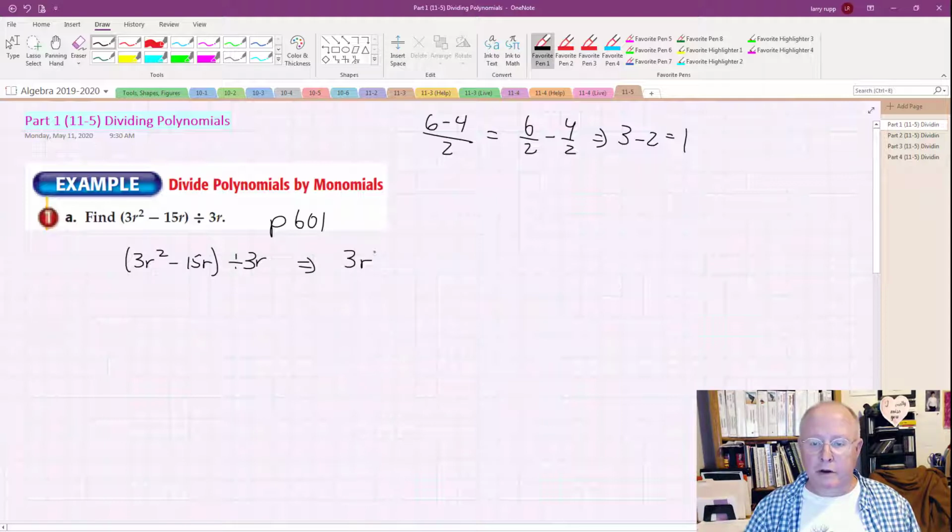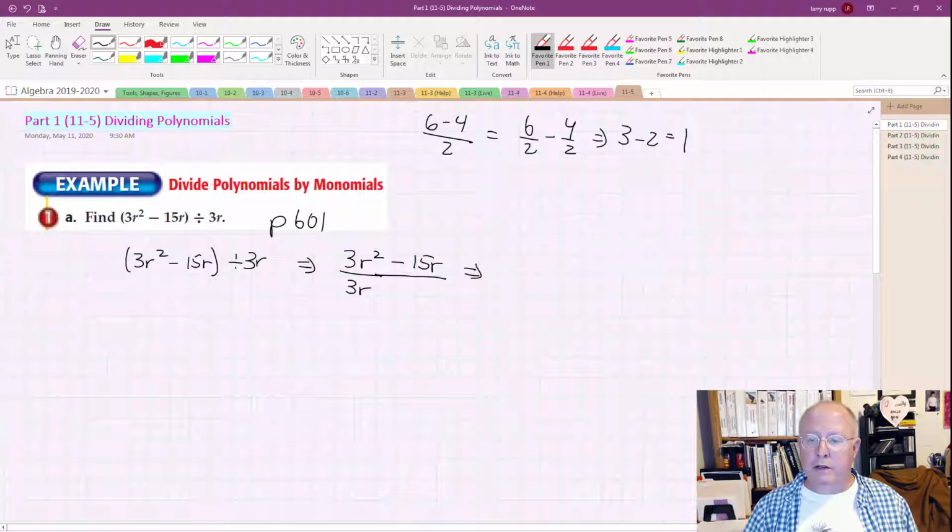So we're going to have 3r squared over 3r. Well, let me write the whole thing out, sorry. 3r squared minus 15r, and all that over 3r. Now what we can do is break this up into a common denominator where we have 3r squared over 3r minus 15r over 3r.